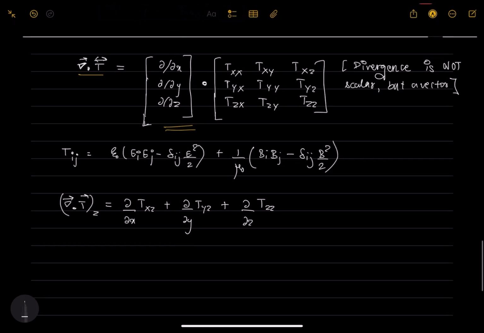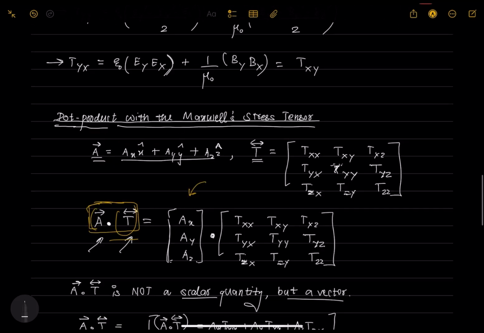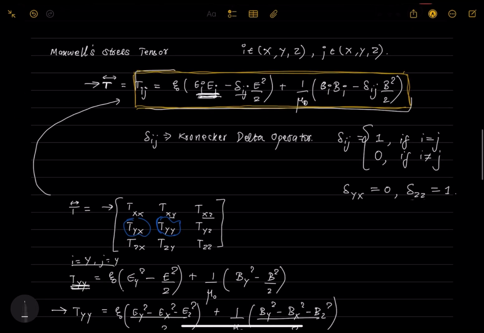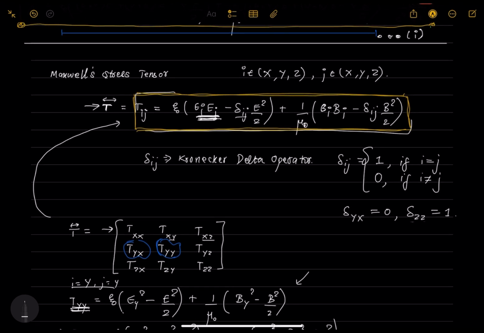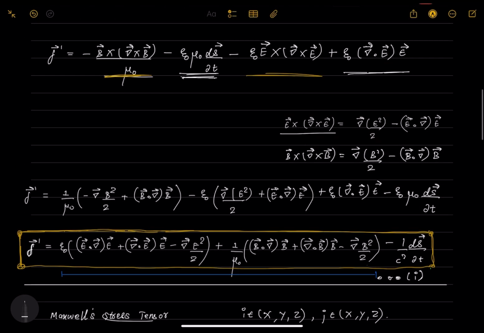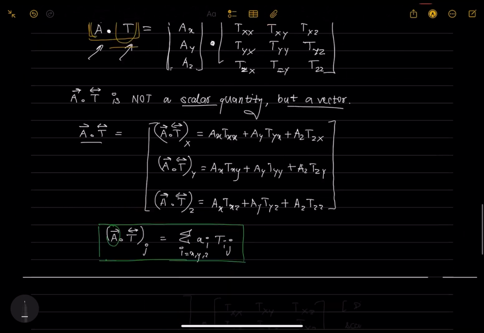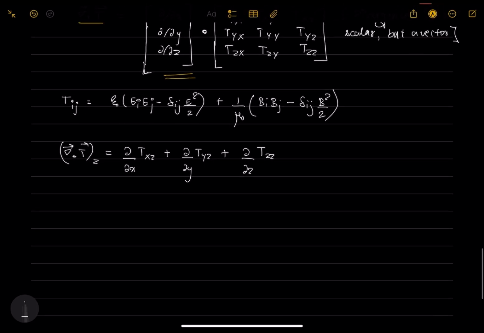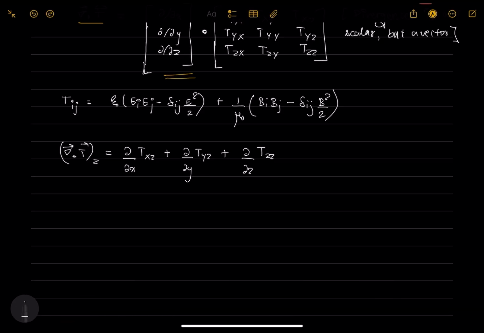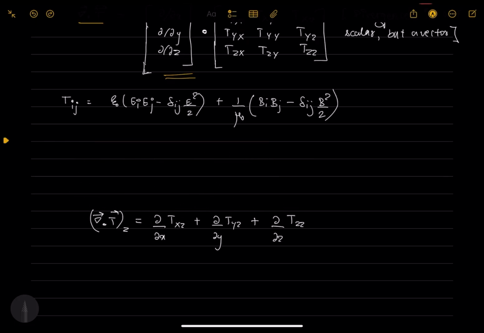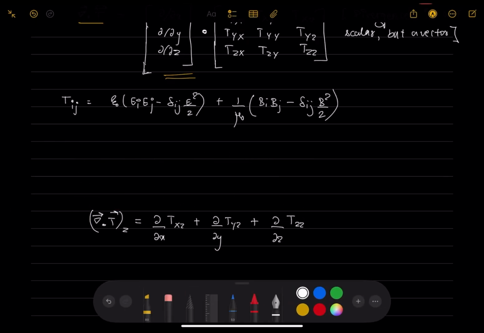I promised to draw a connection between the second story, which was about the Maxwell stress tensor, which we defined to be a matrix of this general definition, and the story of the local force density. All of this will make sense in a while, after we evaluate what this is. So let's first write what Txz, Tyz and Tzz are.